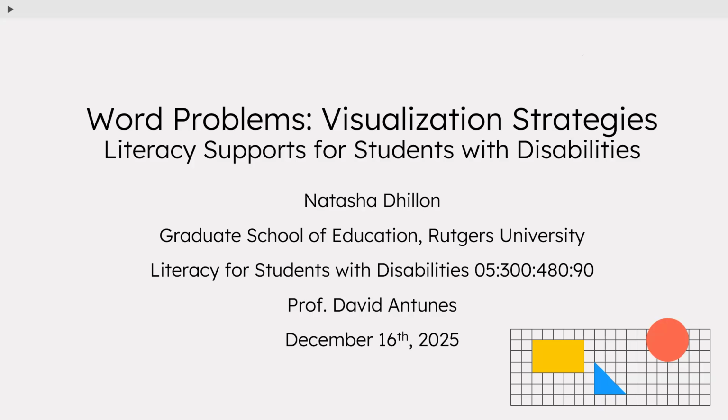My name is Natasha Dhillon, and I'm excited to share research and strategies around a topic that bridges both literacy and mathematics. It is visualization strategies in word problem solving. This work stems from my graduate research paper at Rutgers and is connected to our shared goals of equity, accessibility, and interdisciplinary instruction.